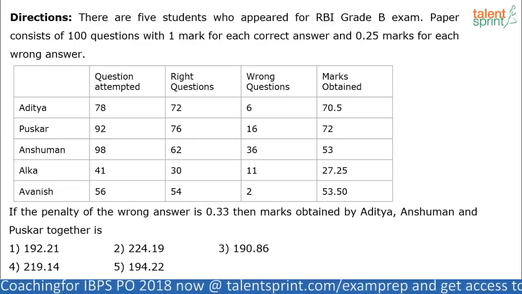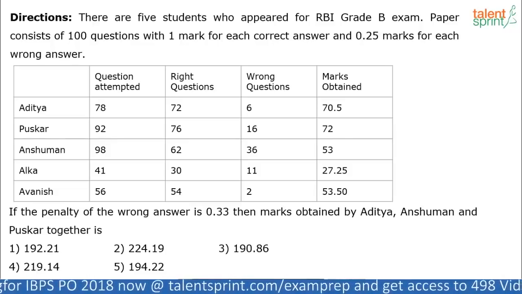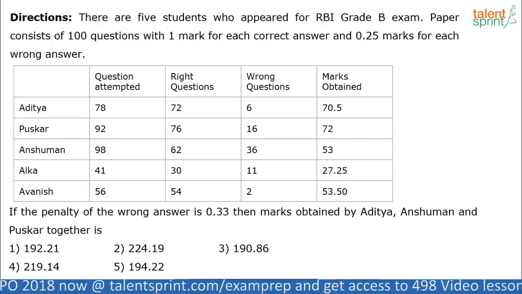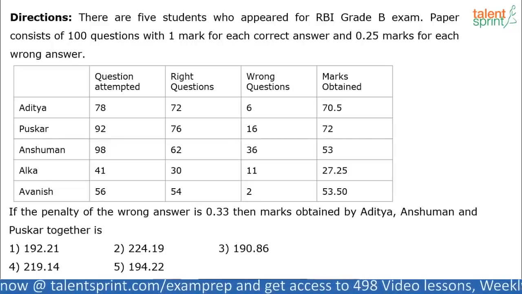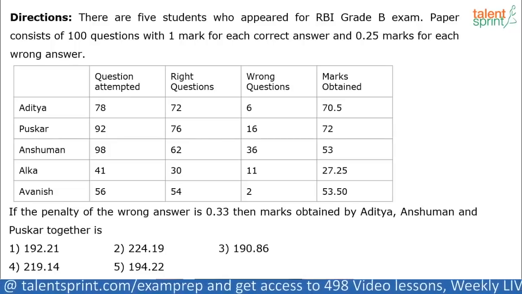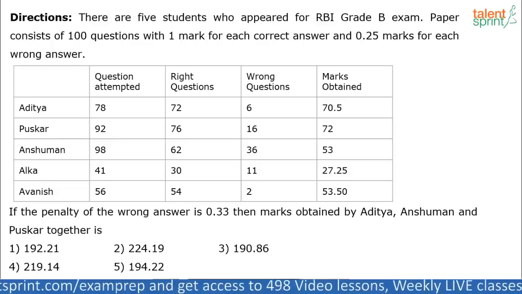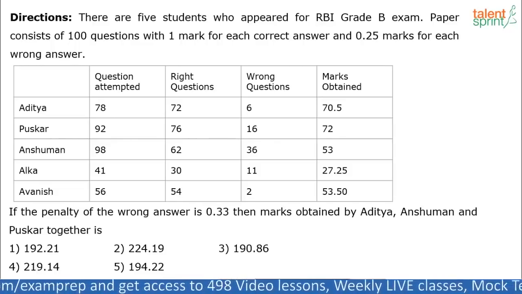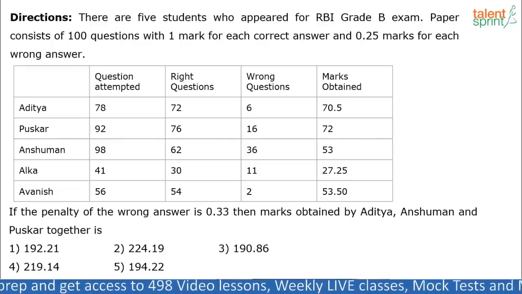Now that we have filled the data in the table, you should be able to answer these questions really quickly. So try it. If the penalty of the wrong answer is 0.33, then the marks obtained by Aditya, Anshuman and Pushkar together is? So he says the penalty is 0.33 instead of 0.25. Then what happens? Try it out. You have 1 minute for this. Your time starts now. So instead of 0.25, you have to consider the penalty as 0.33 here.